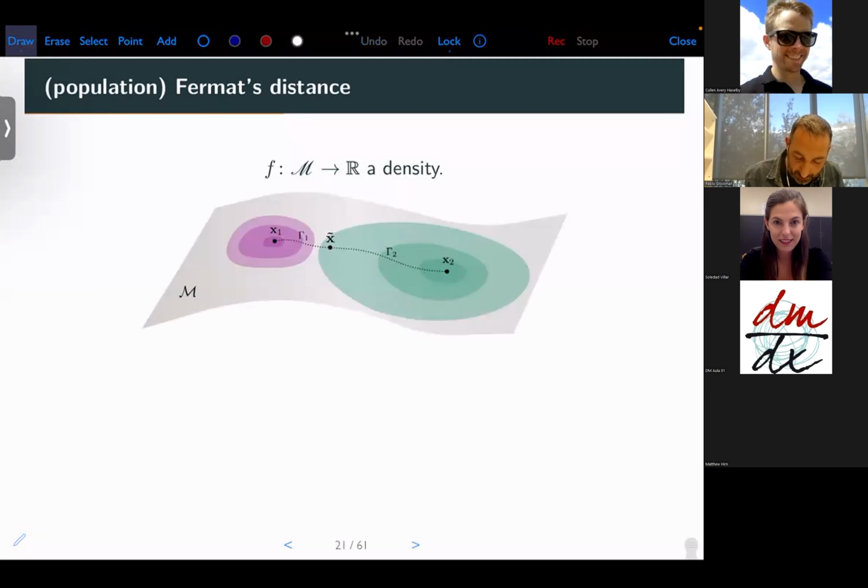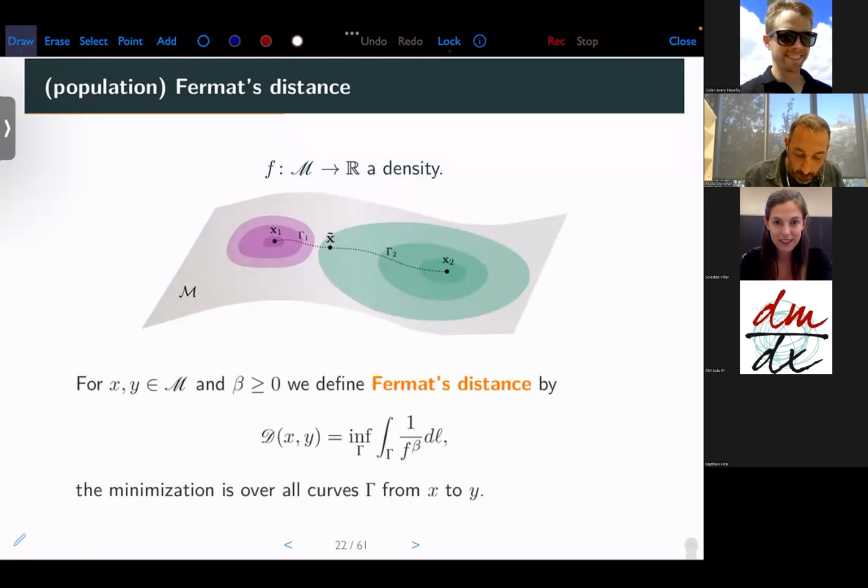This is a picture we already have in mind. And we are going to consider the following distance, which is a geodesic distance in the manifold with respect to some Riemannian metric in the manifold, which is not the one given by the natural inner product. So we consider the following thing. For any pair of points in M, we fix a parameter beta, and we are going to consider the integral, the path integral for a path that goes from X to Y.